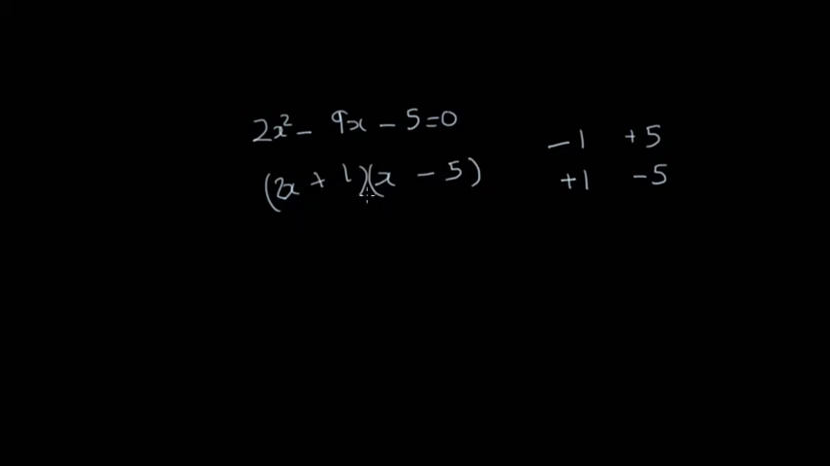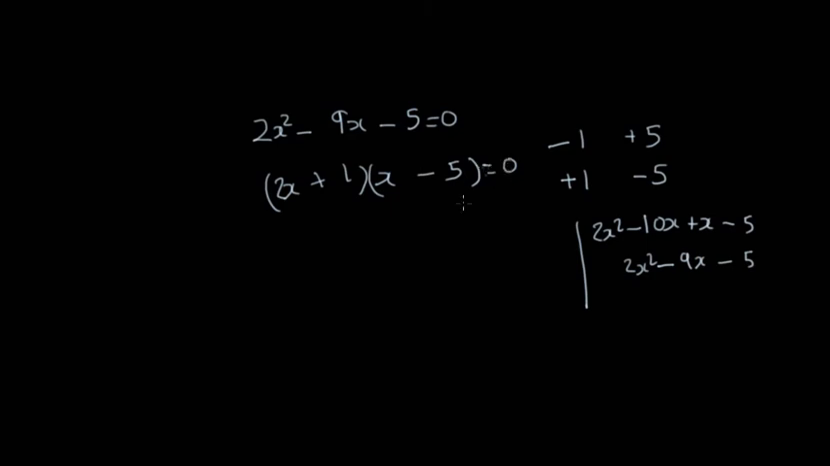And then let's just quickly multiply this out to make sure it works. When you're not sure if you've got the right solution, once you put the numbers in your brackets, multiply it out again to see if you get the original answer. So 2x squared minus 10x plus x, and then 1 times minus 5 is minus 5. 2x squared minus 9x, so minus 10 plus 1 is minus 9, minus 5, and that's the same. So we know this is the correct factorisation.